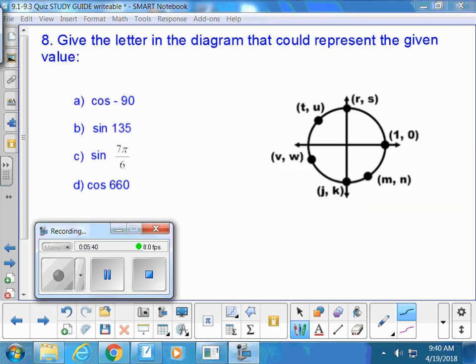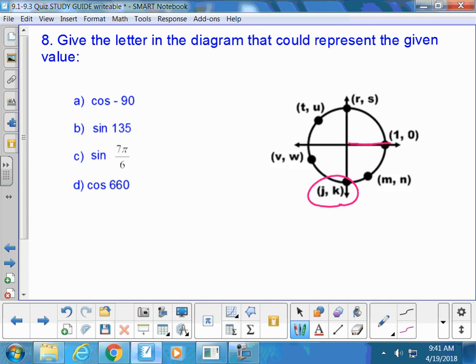Alrighty, number 8. I love these. You just answer with a single letter. You don't actually give me any number answers. So let's look for where negative 90 would be located. Let's circle that location. It's here at the bottom, because we would start at 0 degrees and go in a negative direction, which is clockwise, 90 degrees. Now, just a refresher, you have to have this memorized. Cosine is x, sine is y, and tangent is y over x. So if I'm looking for cosine at negative 90, I would want J or K? J, because cosine is the x value. Does that make sense?